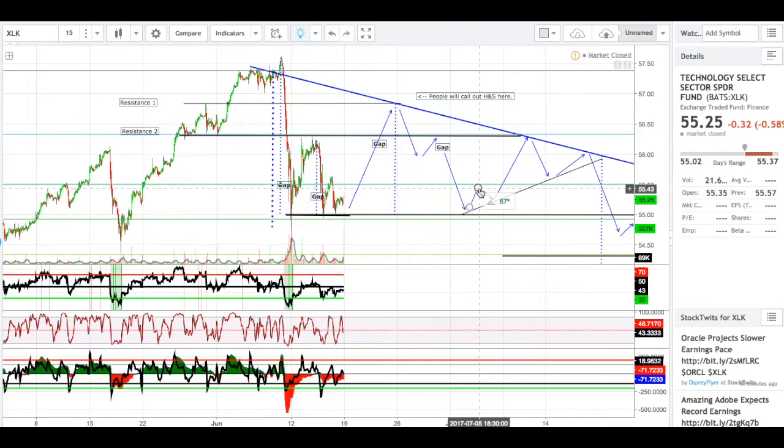We'll see a slight pop, get rejected at this 68% fib line, fall back down, and then rise up higher, which will be right at the apex of this resistance level and this overall resistance level.